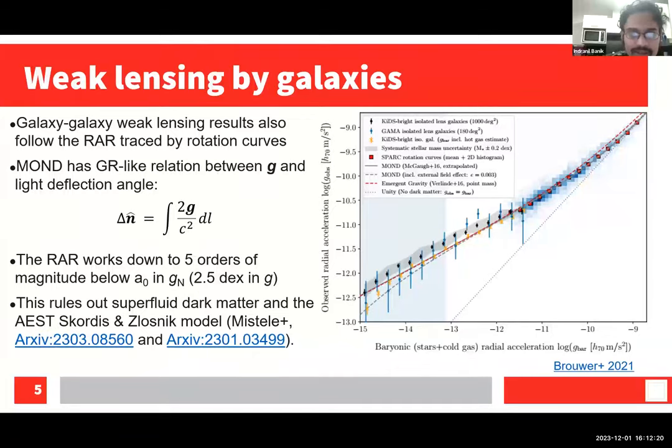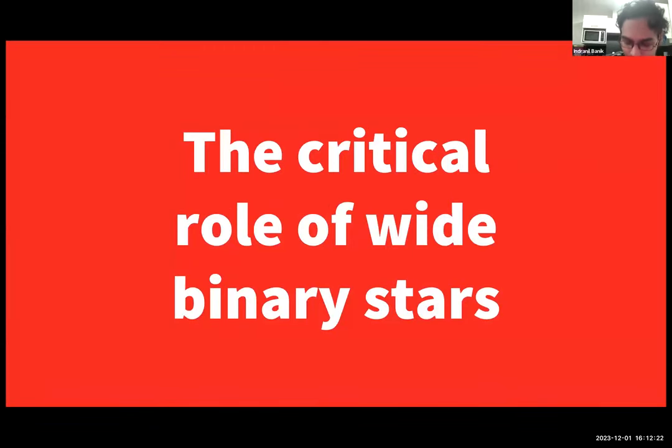That's the weak lensing. Now, how do we test what is going on? Especially given that galaxies could have dark matter, and you can assign it an arbitrary distribution which can mimic the observations. So one way to get around this is to use so-called wide binary stars.